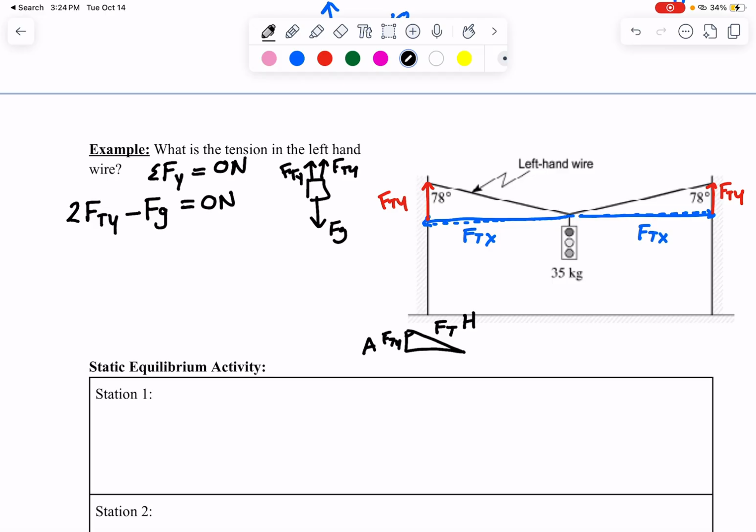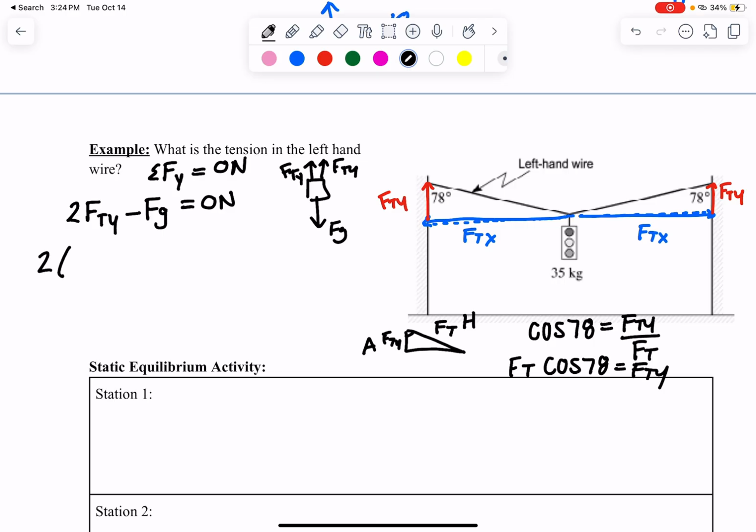So if we're trying to write something for that FTY, we're going to do cosine of 78 equals FTY over FT. And so an equation for FTY would be FT cosine of 78 equals FTY. So we can plug that in right here. So we'll do 2 times FT cosine of 78 minus FG will equal 0 newtons.